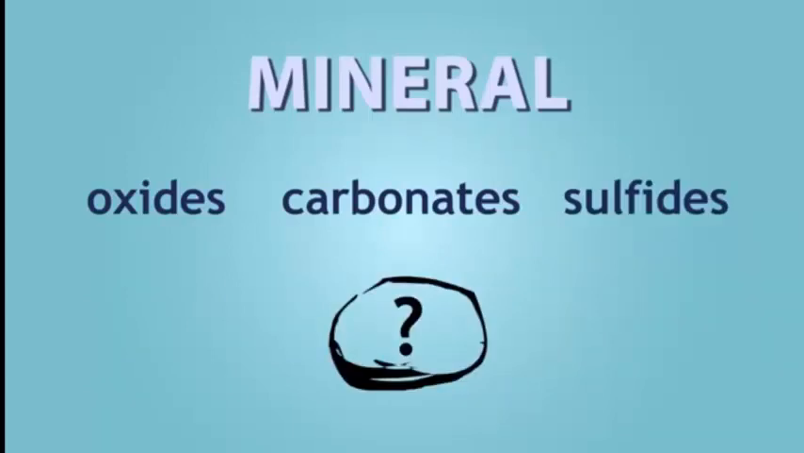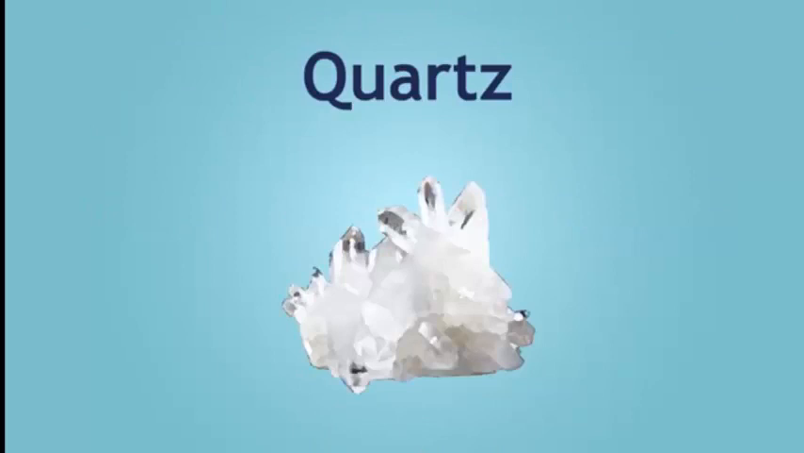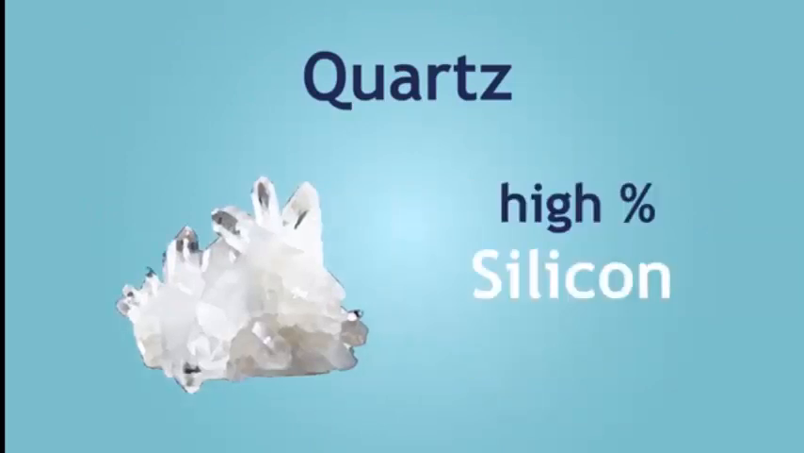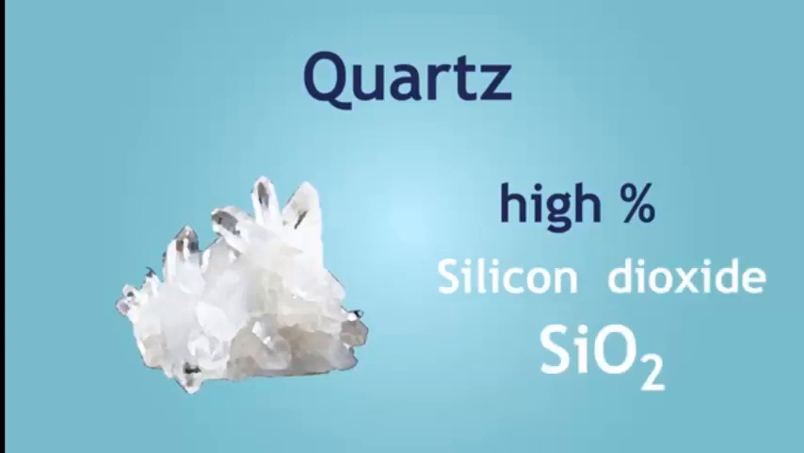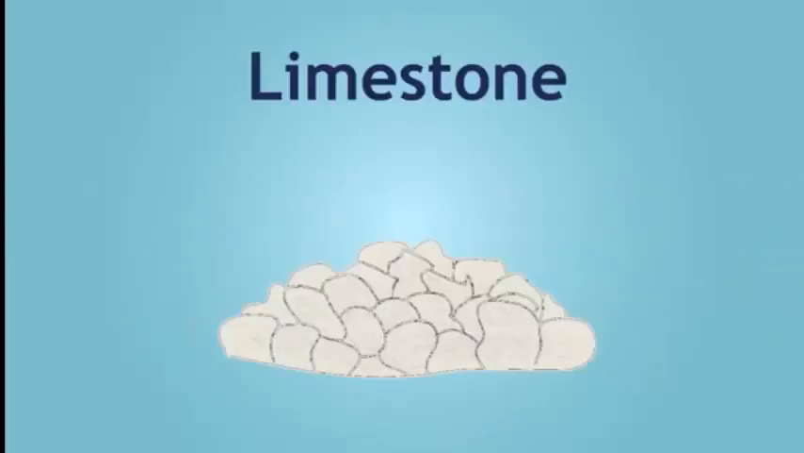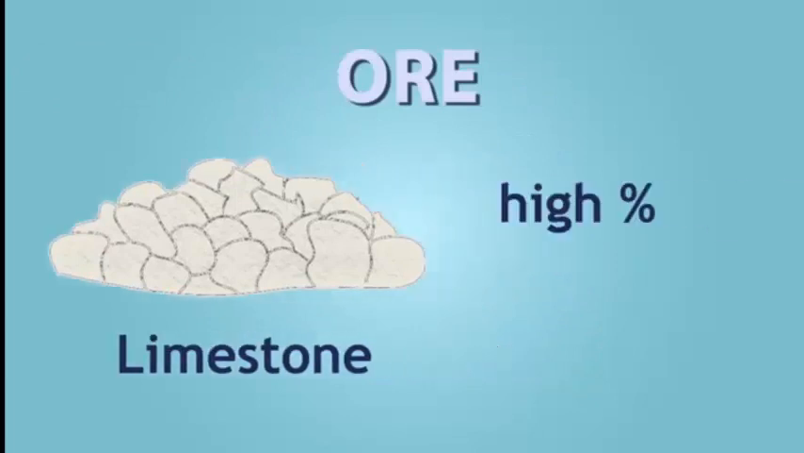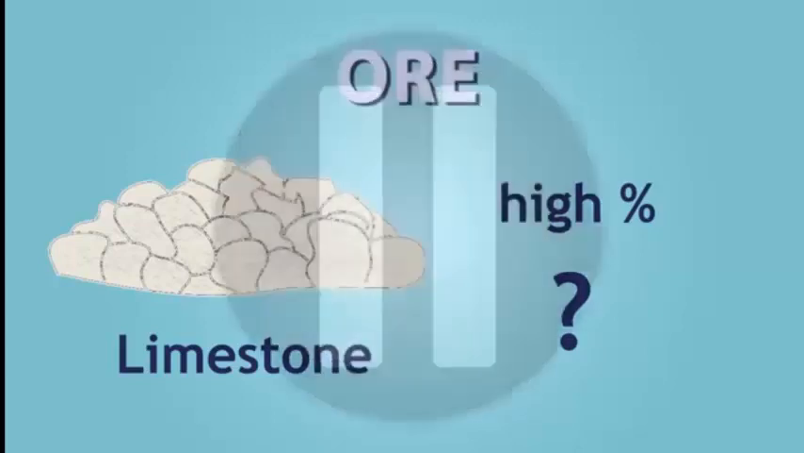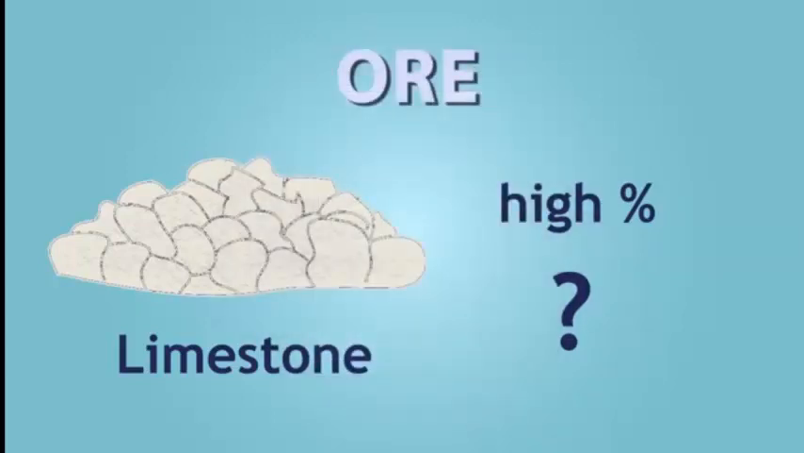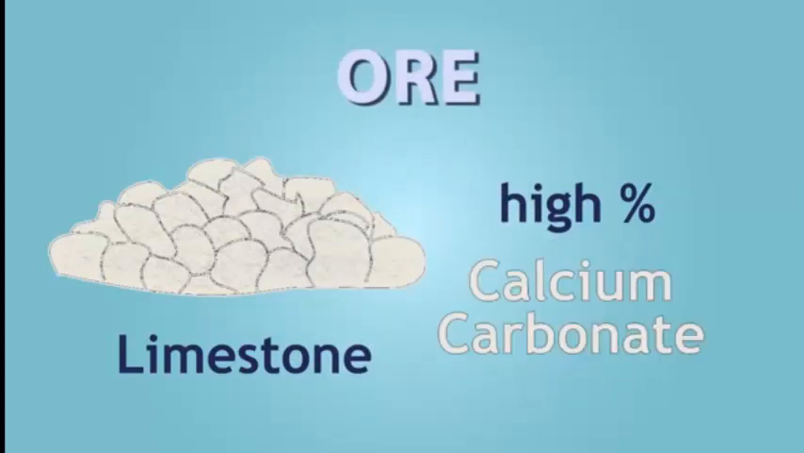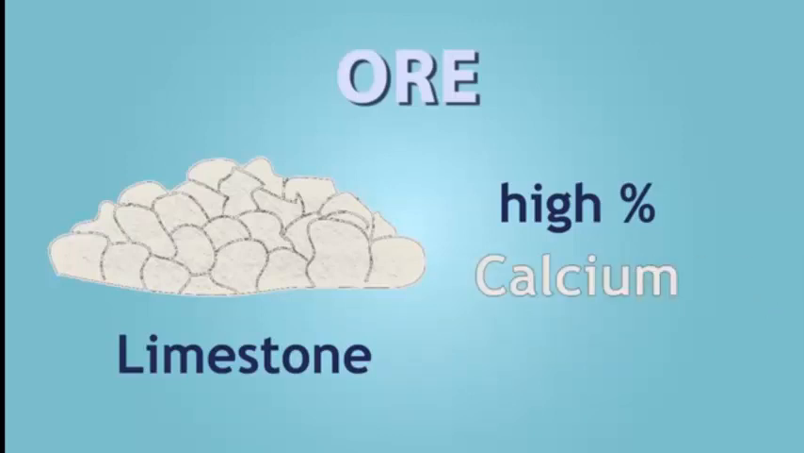Some ores of nonmetals include quartz, which contains a high percentage of silicon in the form of silicon dioxide. Limestone is also an ore. Can you remember what is found in a high percentage in limestone? Pause, think, and continue when ready. The answer is calcium carbonate. Limestone contains a high percentage of calcium, but calcium exists as calcium carbonate.